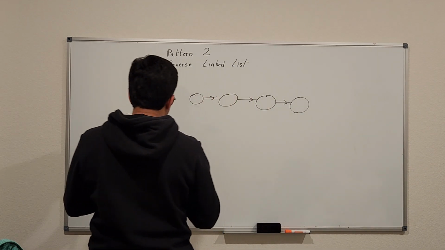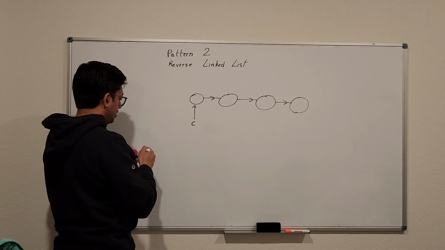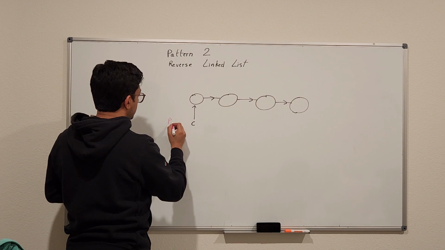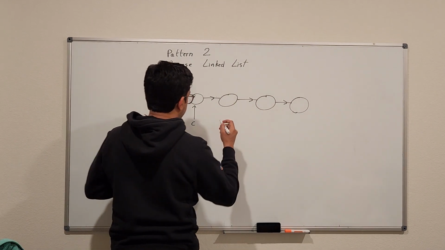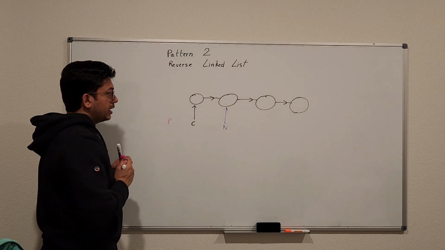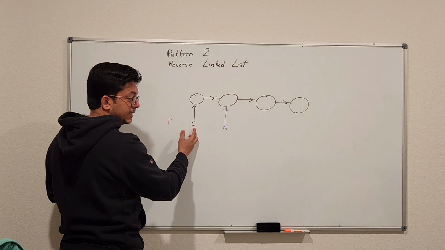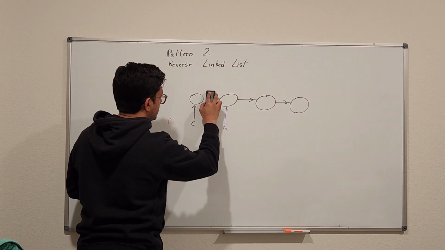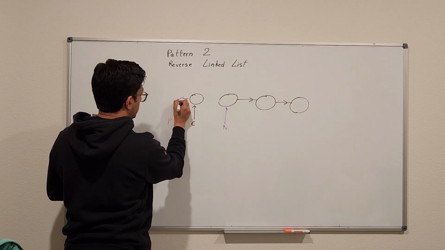So the way you do it is you have a current pointer, let's just call it C. You have a previous pointer, let's call it P. So this is currently null. And there is a next pointer, let's call it N. So the way you go about this is first you take the current pointer and do its next equal to previous pointer. So in this case it will become null. So the current's next equal to previous, and that becomes null because previous is null.